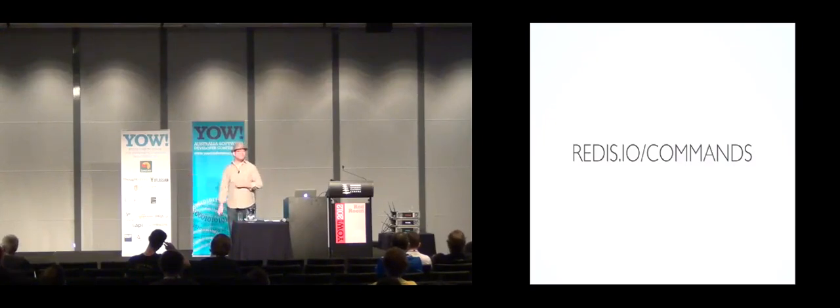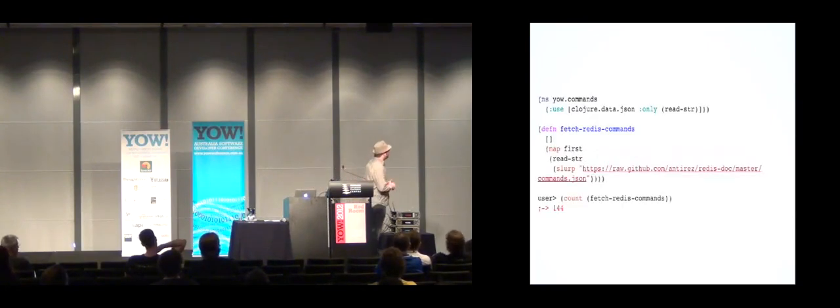Guesses. Sorry? A million, not quite. A little bit lower. 8, higher. 199. It's really close, actually. So I'm going to use Clojure to tell me how many commands are in Redis.